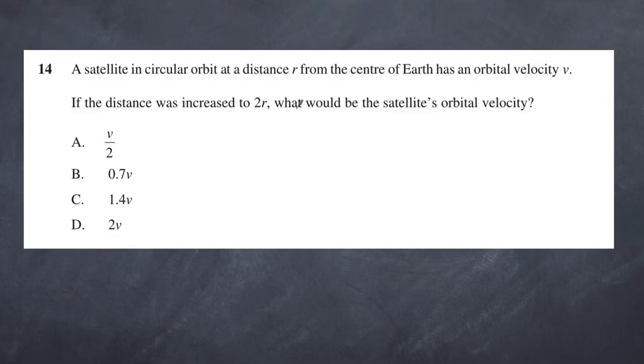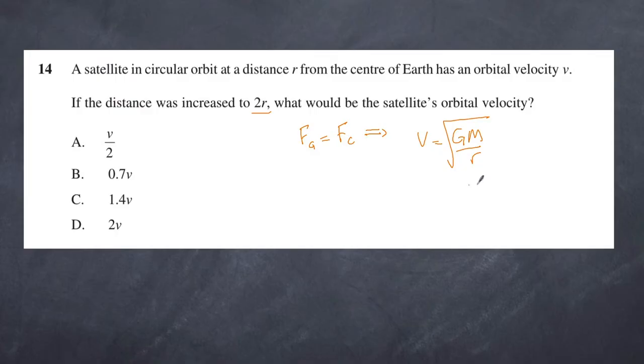Question number 14, now we have a satellite in a circular orbit at a distance of r from the centre of Earth and it has an orbital velocity v. If the distance was increased to 2r, what would be the satellite's orbital velocity? Well, if we equate the gravitational formula with the centripetal formula, we're going to get our orbital velocity formula, which is v is equal to the square root of GM over r.